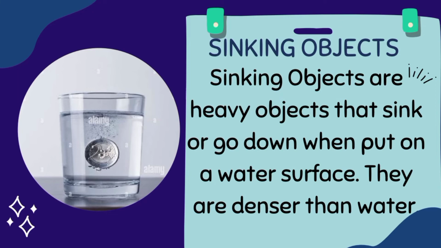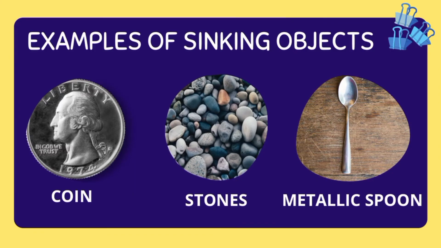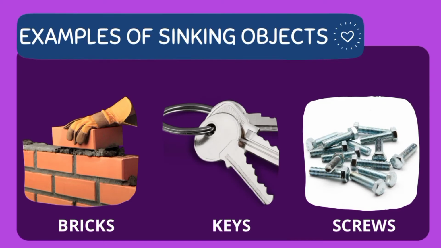So what can we see in this picture? What's this? This is a cup of water. And what's inside? This is not a paper that's inside. This is a coin. A coin is heavy, and so it is a sinking object. So examples of sinking objects, we have coin, we have stones, we have metallic spoon. They are sinking objects. We also have bricks, we have keys, we have screw, hammer, you can name it. So these are what? Sinking objects.